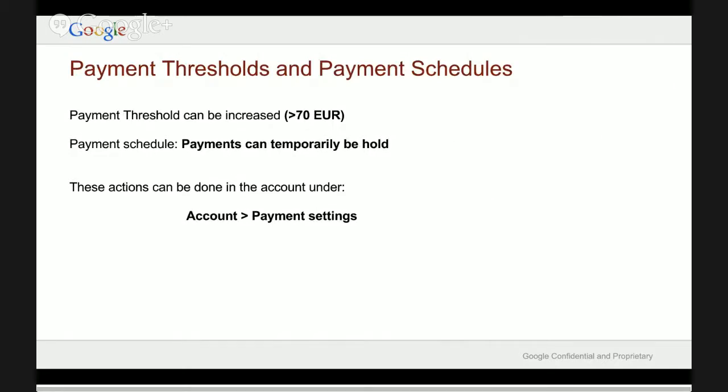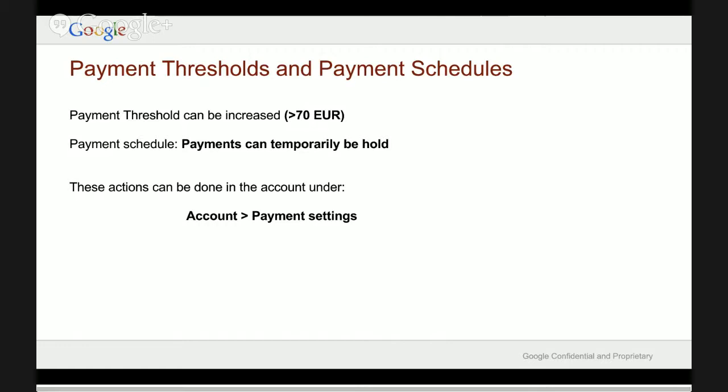And one other question would be in terms of threshold and payment schedules. A lot of people ask us if there is a change that they can make in the threshold. So the official payment threshold is €70 or $100. However, they can change it and increase it. So if they want to get paid out once they have a bigger amount of money, they can put the amount they want themselves into the account.